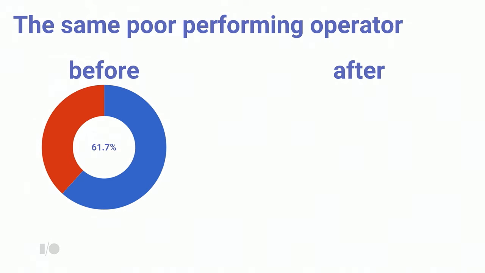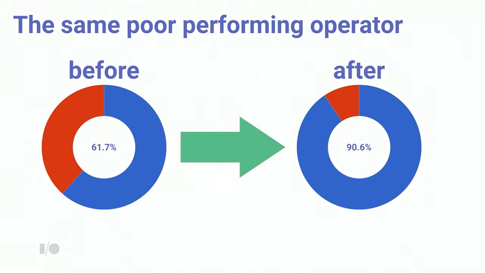Here's the same poor performing operator. You've already seen this data. Before, almost 40% of their connection close events were silent. After making this small adjustment, almost over 90% of their connection close events were explicit. That's a huge reduction in the number of silent closes that we were seeing. So how did we do this? How do we make this happen?